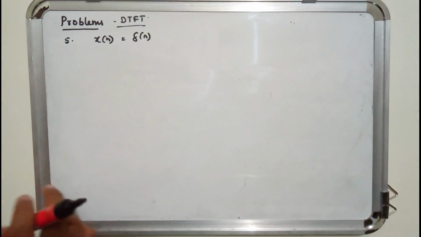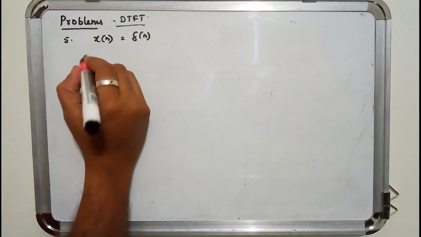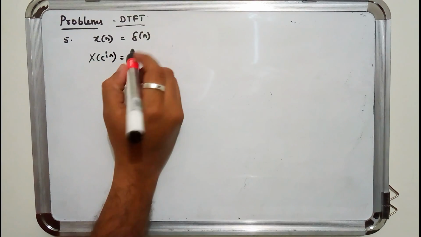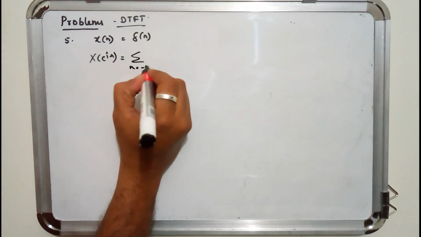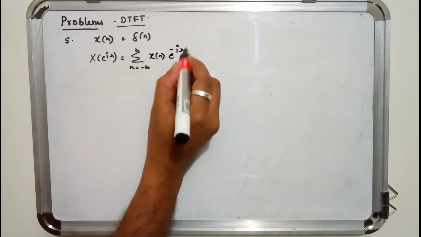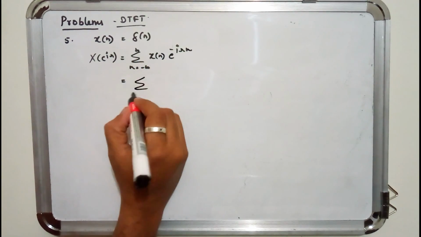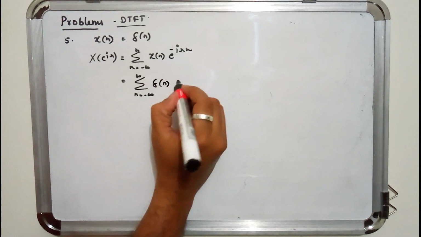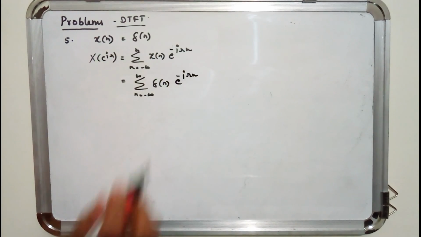Now the fifth problem is x of n is equal to delta of n. If you want to find the DTFT, we will go from the basics. X of e power j omega is equal to summation n is equal to minus infinity to infinity x of n e power minus j omega n. That is equal to summation n is equal to minus infinity to infinity delta of n e power minus j omega n.